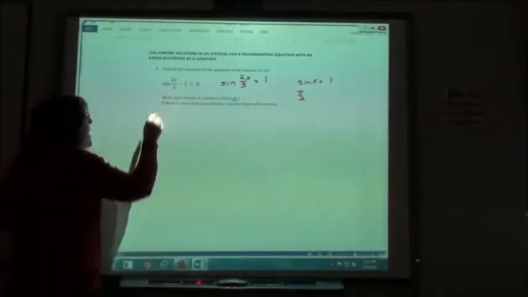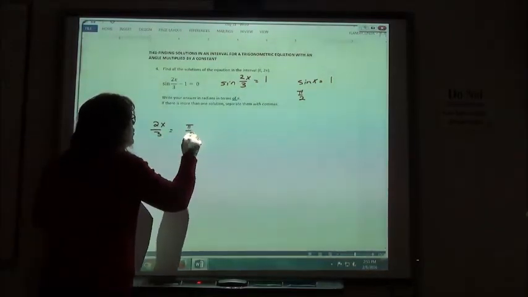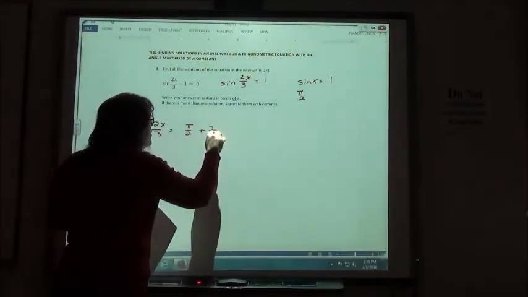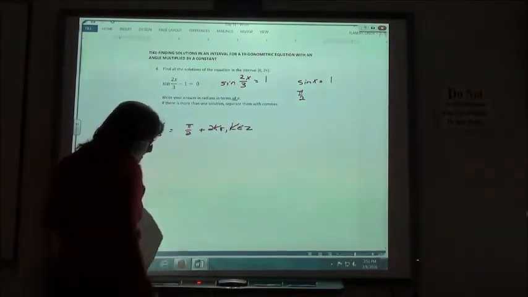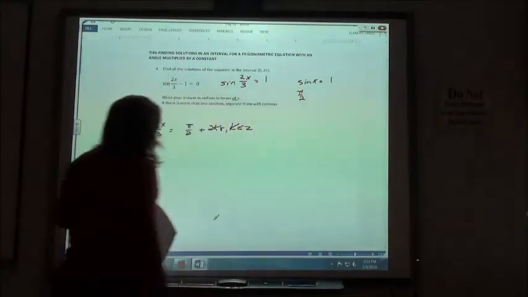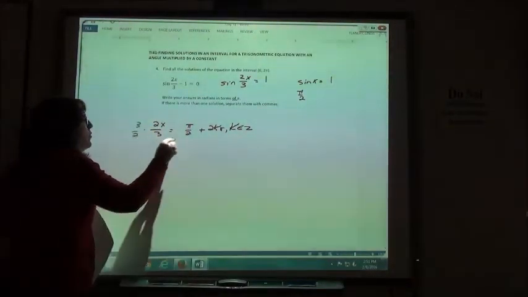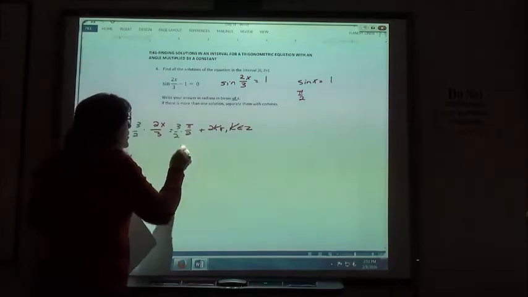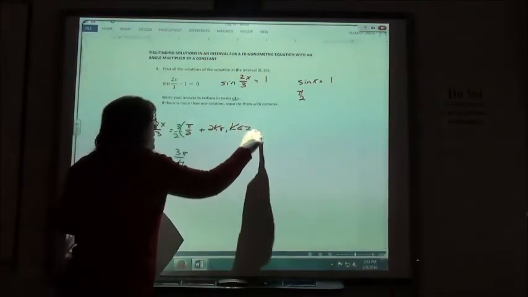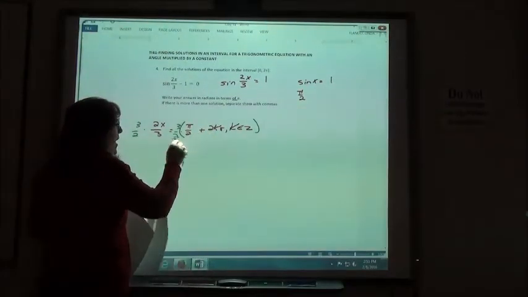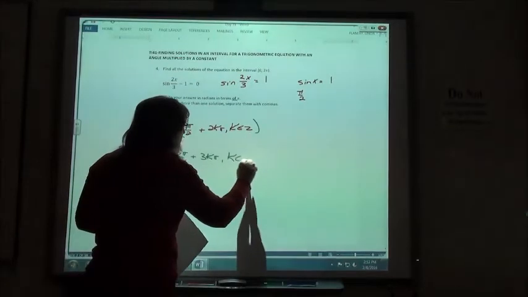And so I'm going to say 2x over 3 equals pi over 2 plus normally 2k pi with k being an element of z. So solving that, I would have to multiply by the reciprocal, 3 over 2. So I'm going to get 3 pi over 4. The 2's would cancel out, so plus 3k pi with k being an element of z.